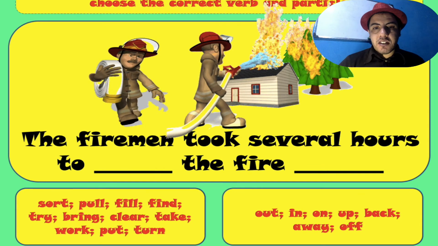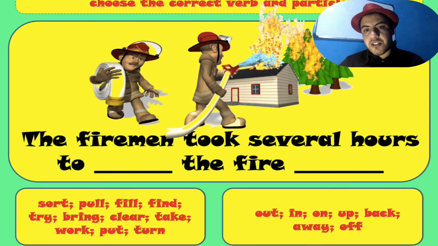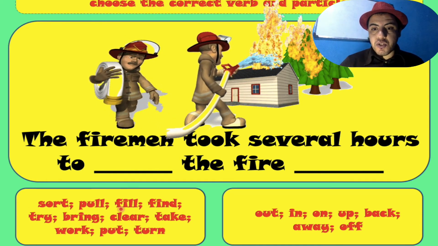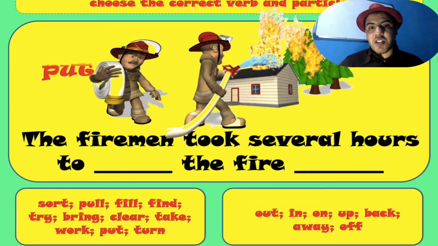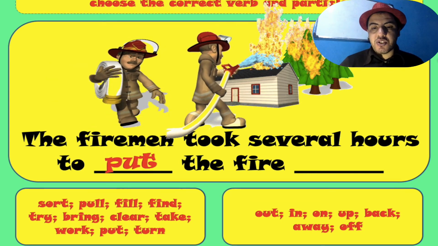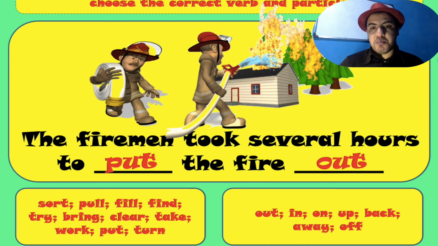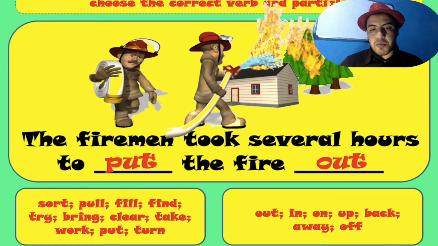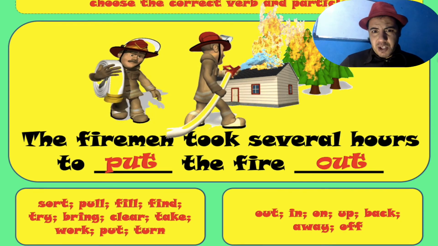The fireman took several hours to something the fire. So, is it to pull out? Is it to fill on, or what? Okay, so the answer is very good. It is to put the fire out. Okay, we have to put out. The phrasal verb is put out. So put out means to extinguish, right?